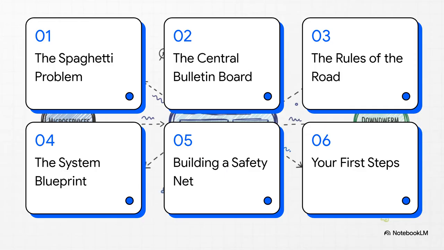Okay, so here's our game plan. We're going to start with the problem we're trying to solve. Let's call it the spaghetti problem. Then we'll introduce the solution, a kind of central bulletin board. We'll lay down some essential rules of the road, then walk through the actual system blueprint. And of course, we'll see how to build a safety net to make it all reliable. And finally, we'll map out your first steps to get going.